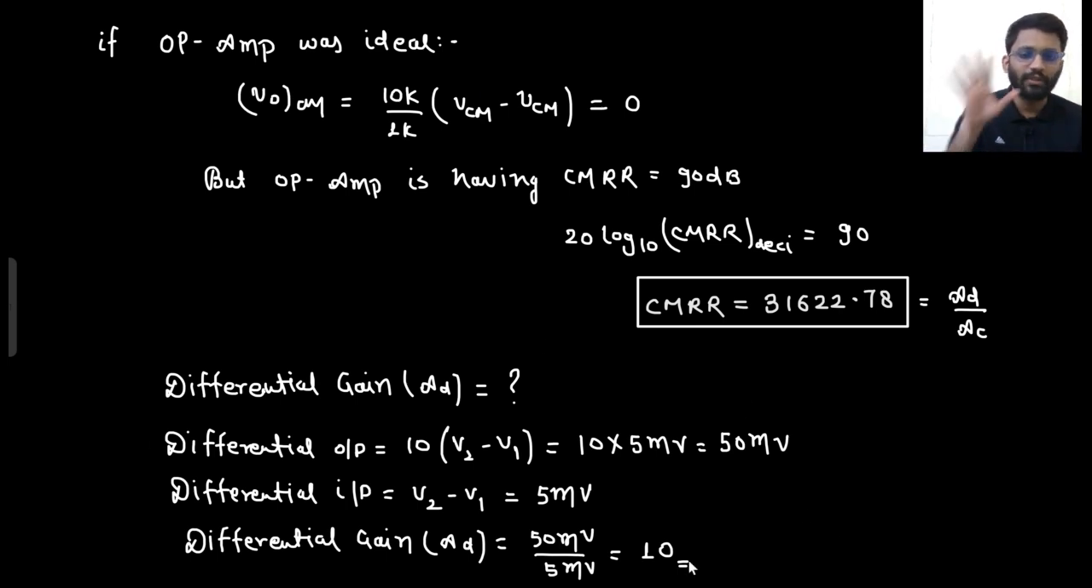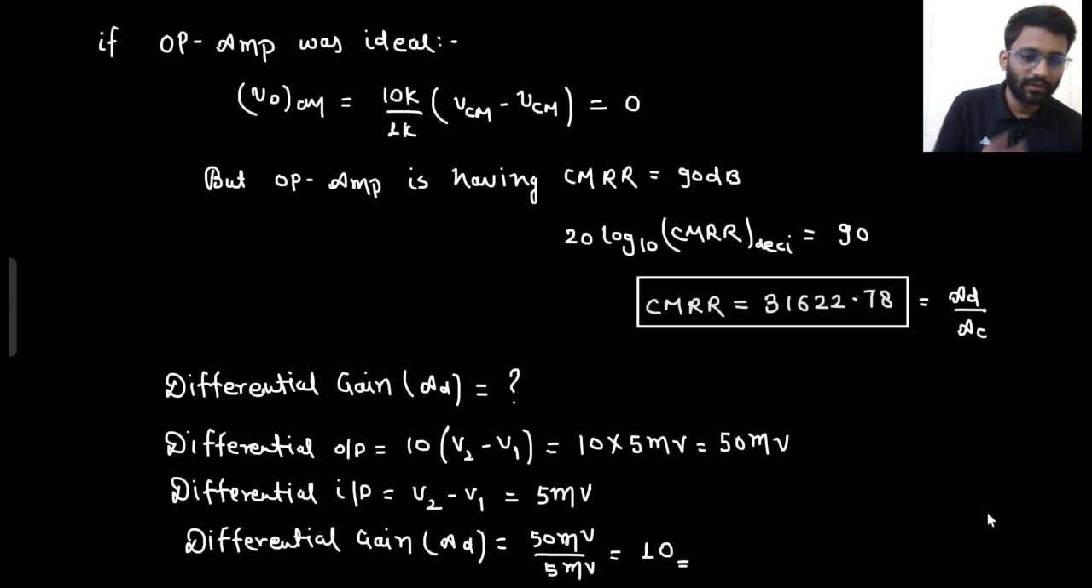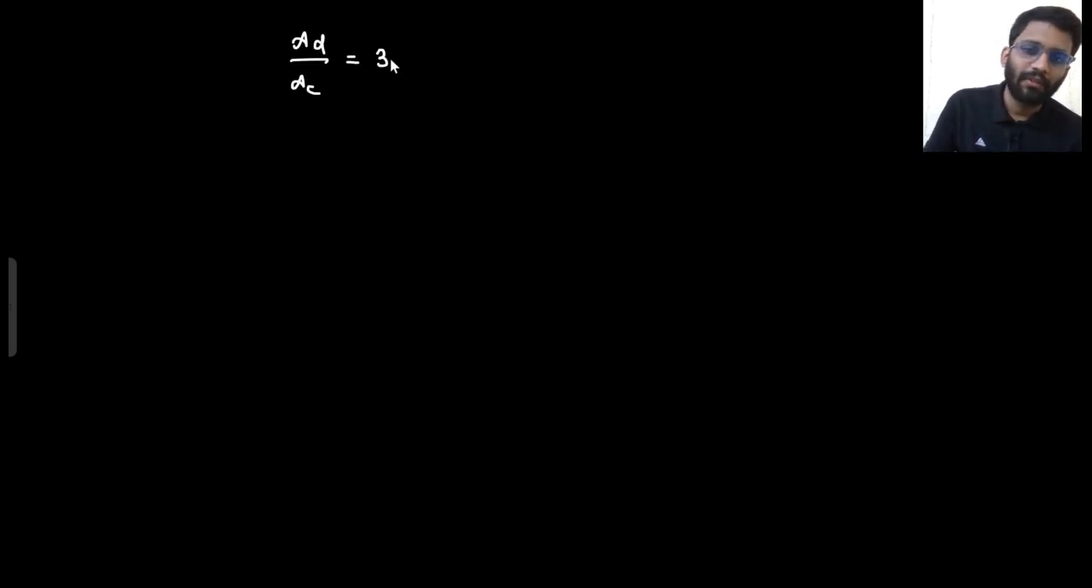We are writing every single step so that in the examination we don't make any mistake. So differential gain you have. Differential gain divided by common mode gain is equal to, it is given, 31622.78.